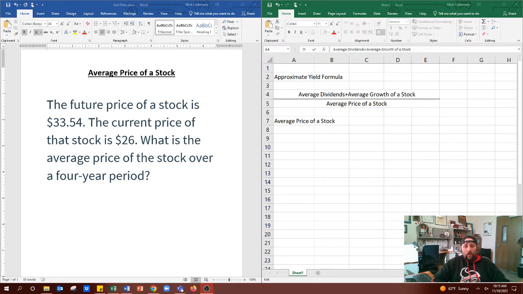This last portion of the formula, which we're going to be going over, the denominator, the average price of a stock, is probably the simplest of the 3 formulas that we've gone through. So this video won't be quite as long. I know the other ones were about 10 minutes. This one will be much shorter. So let's get started. As you can see, like always, the question is on the left, the solution will be on the right, and let's get started.